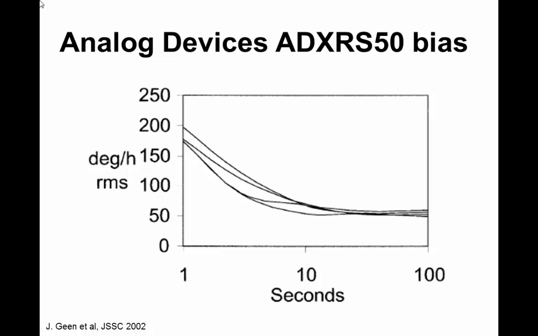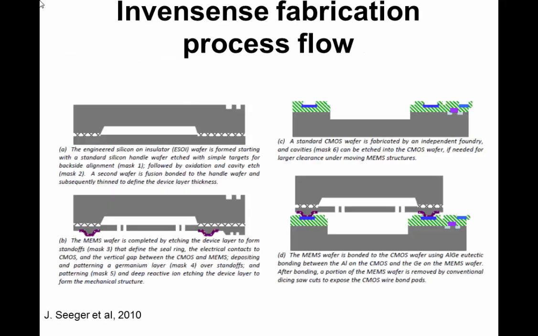So these early devices had bias stabilities on the order of about 50 degrees per hour. And since then, there have been evolutions in terms of accuracy, power dissipation by optimizing the electronics, and evolution of technology that's allowed for smaller form factor devices.